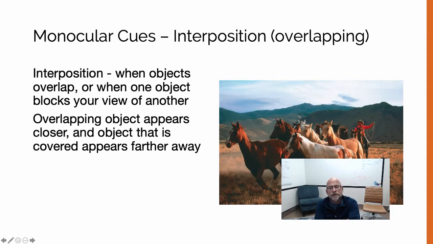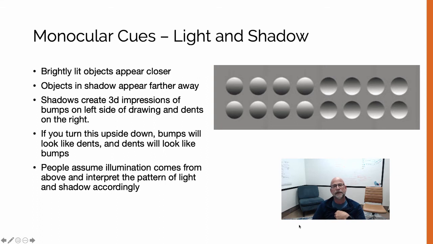We've got other ones though. There's interposition, or basically overlapping. You can see that here. You can see that this horse is in front of this other horse because it obstructs our ability to view this other horse behind it. The same thing here, of course. That tells us that this one's closer to us than this one, and that one's closer to us than that one, etc. That's interposition, or overlapping.